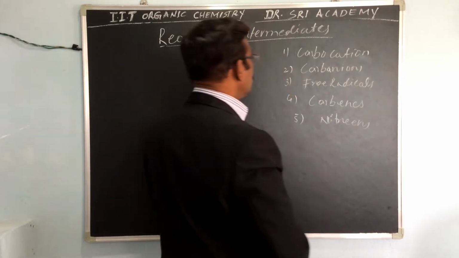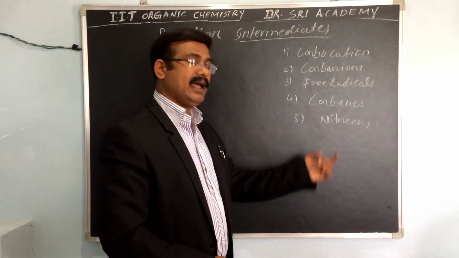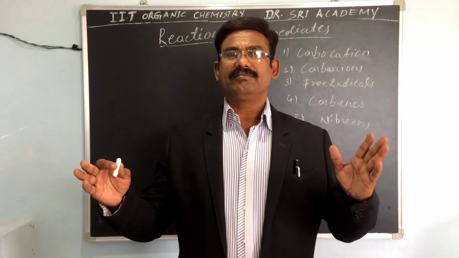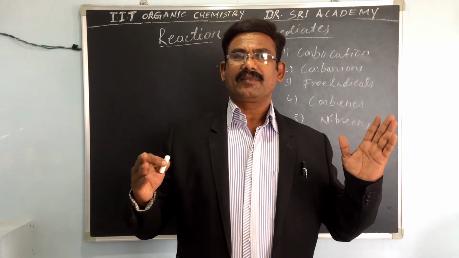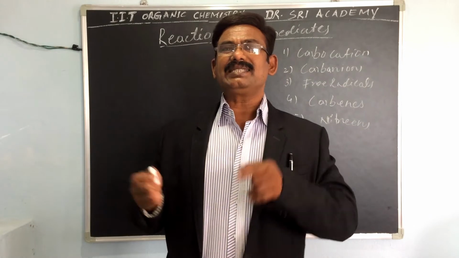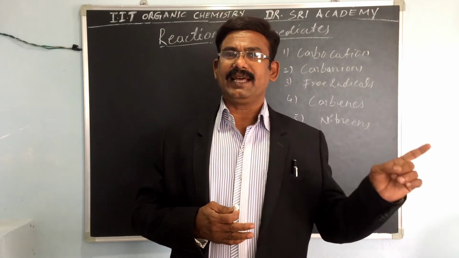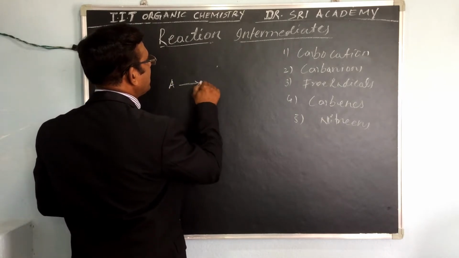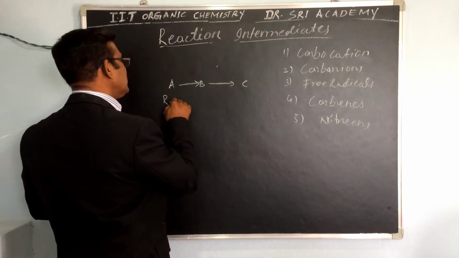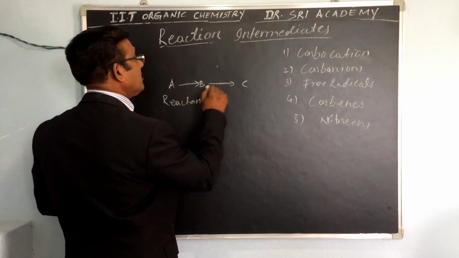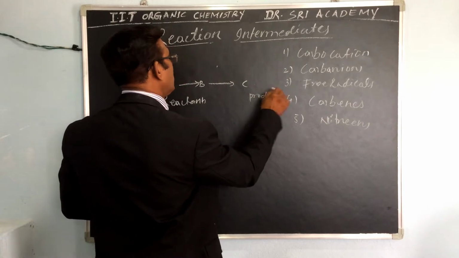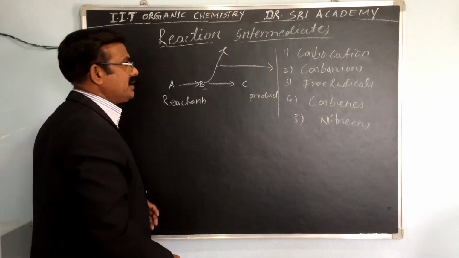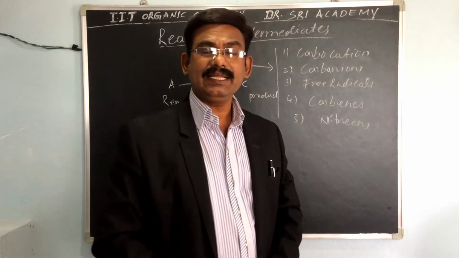So carbocation, carbanion, free radicals, carbenes and nitrenes are the reaction intermediates. Reaction intermediate means starting from A to B, B to C. So B is the intermediate. A is the reactant and C is the product, and B is the reaction intermediate. They are carbocations, carbanions, free radicals, carbenes, and nitrenes.